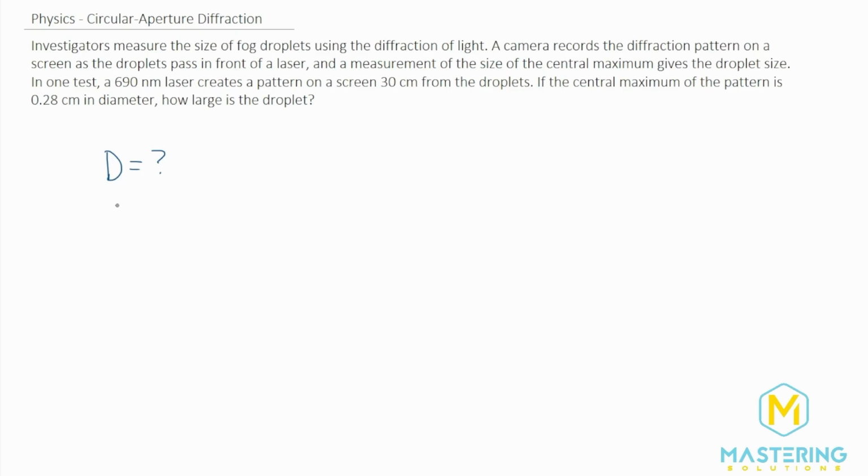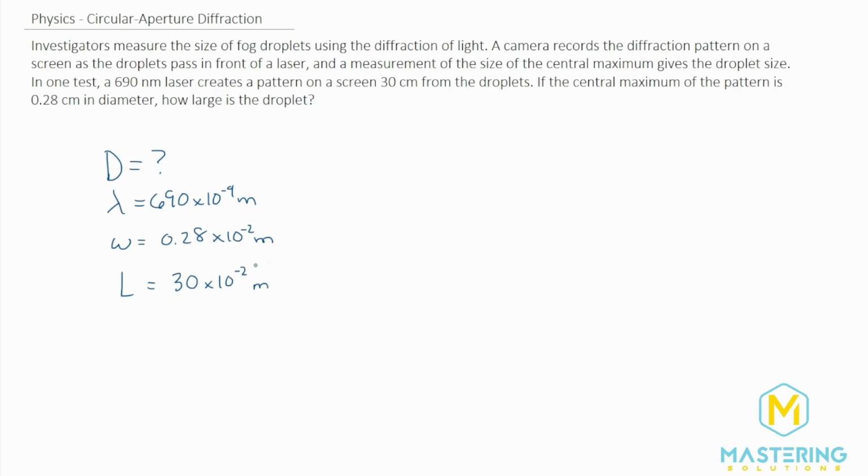So let's continue our list and write down all the other information they give us in the question. We know that lambda is 690 nanometers for our laser. We're told that the central maximum, so W, is equal to 0.28 centimeters, or 0.28 times 10⁻² meters. And the pattern on a screen is 30 centimeters. So the screen is 30 centimeters from the droplet, so L is 30 times 10⁻² meters. I believe that's all the information that we're given in the problem.